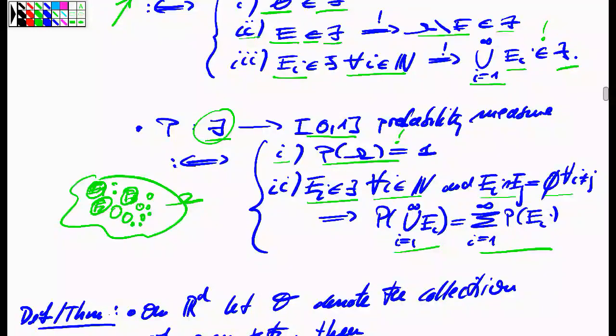So the union of all these bubbles, by property number 3 of our sigma-algebra, is still an admissible event, and we can ask for the volume or the probability of all these bubbles, where the bubbles are called E_i. And what we want is that the volume of this union of bubbles is nothing but the sum of the individual bubble volumes.